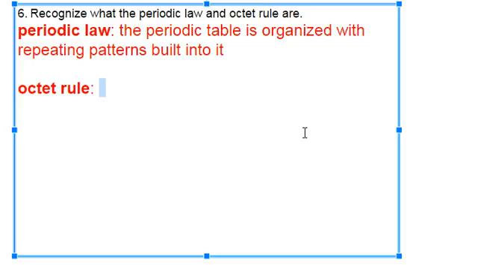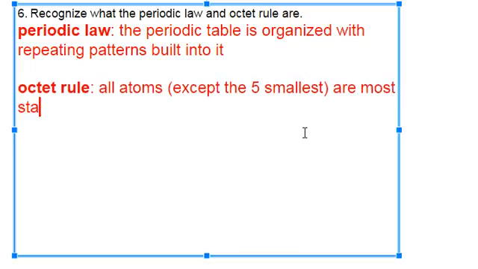The octet rule is the idea that all atoms, except the 5 smallest, are most stable with 8 valence electrons. And we'll talk about this a lot in chapters 7 and 8. I use the expression 8 is great. When you have 8 valence electrons, it means your s orbital is full and your p orbital is full. And that's what the noble gases are.